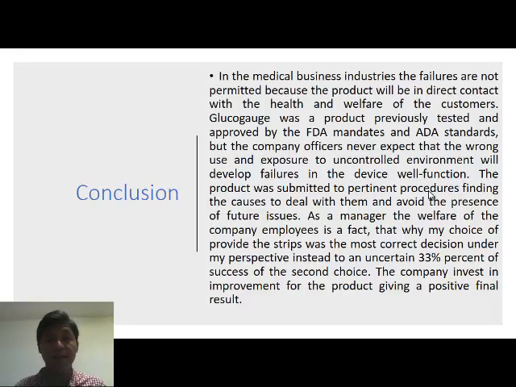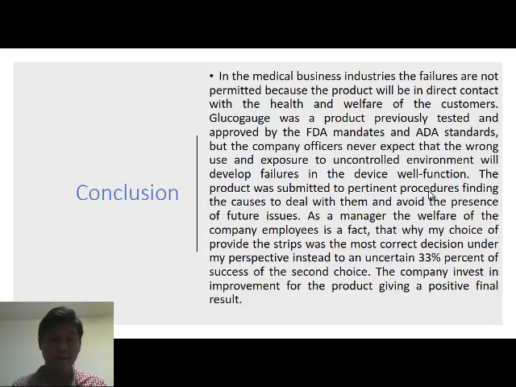And finally, as a conclusion, in the medical business industry, failures are not permitted because the product will affect directly the health and welfare of the consumers, in this case, the customers. The glucogauge was a product previously tested and approved by the FDA mandates and also the ADA standard, so they fulfilled all the requirements.